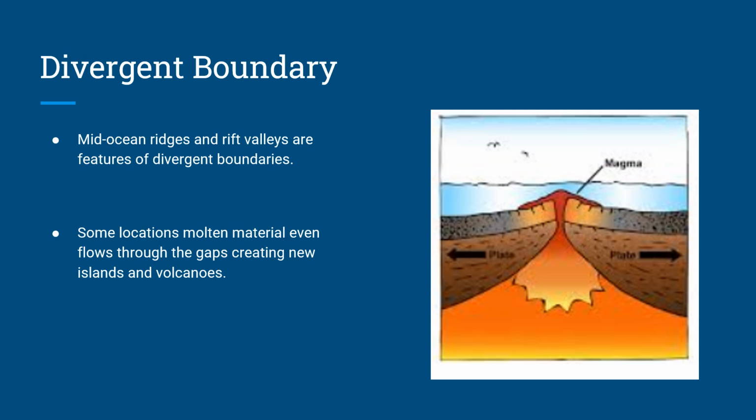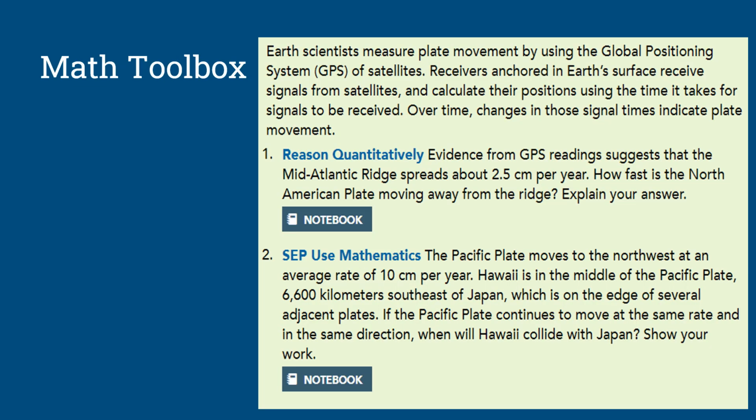But moving on now to the divergent boundary. Mid-ocean ridges and rift valleys are features of divergent boundaries. In some locations, molten material even flows through the gaps, creating new islands and volcanoes. We're going to do the map toolbox now. So Earth scientists measure plate movement by using the Global Positioning System, or GPS, of satellites. There are receivers anchored in Earth's surface that receive signals from the satellites and calculate their positions using the time it takes for signals to be received. Over time, changes in those signal times indicate plate movement.